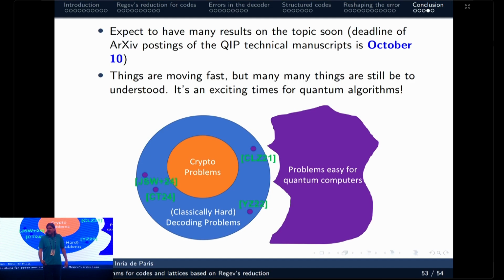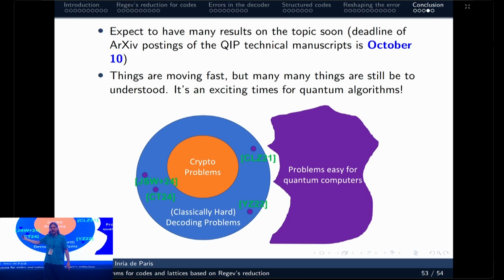Things are changing very fast, and a lot is happening. The deadline for the arXiv posting of the technical manuscript will be October 10th, so expect many more results here. Maybe some of the things I said here will not be true anymore. Maybe we'll have a new approach. Maybe some of the problems will be solved. Things are moving very fast. But as I told you, there are many things to do, and definitely not most of the important things will be solved by October 10th. So there are a lot of things to do.